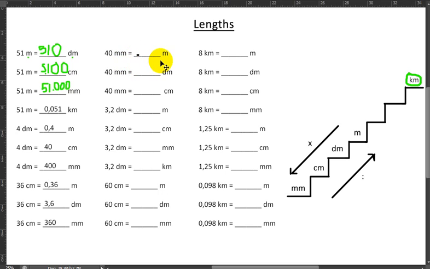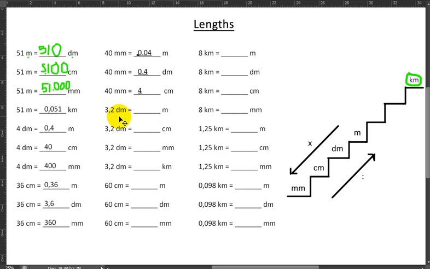40 millimeters into meters. From millimeters into meters, that's 3 steps up, so I have to do 40 divided by 1,000, which makes 0.04. Next up, millimeters to decimeters. That's 2 steps up. I have to do 40 divided by 100, which makes 0.4. Next up, we have 40 millimeters to centimeters. That's 1 step up, so 40 divided by 10 just makes 4.